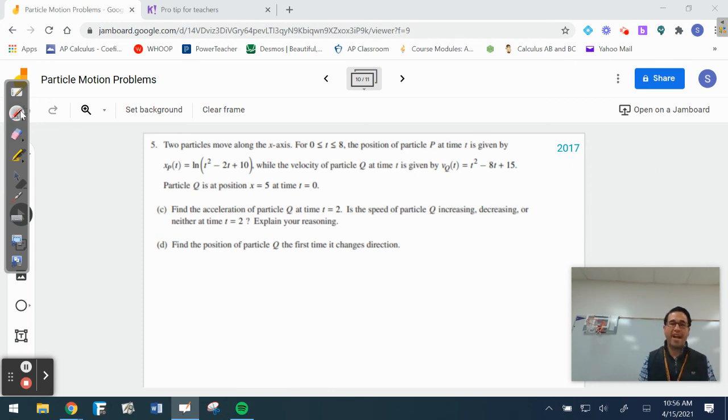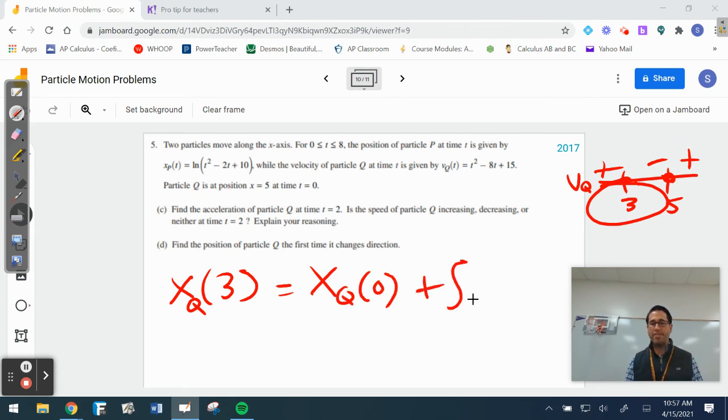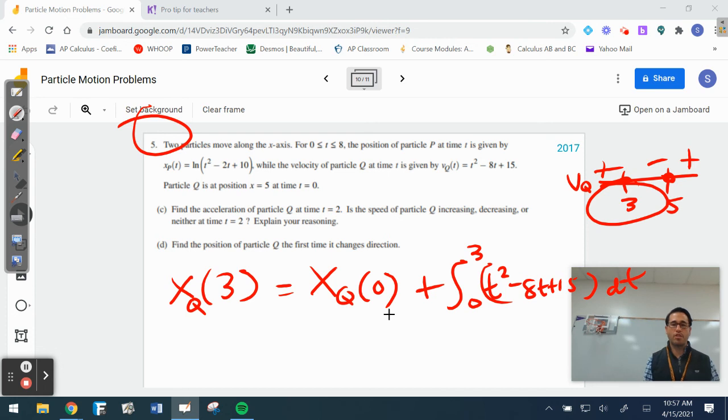All right, find the position of Q the first time it changes direction. Gosh darn it, I erased it again. But remember, the velocity sign analysis was a 3 and a 5. It first changes direction at 3. So I want to find the position of particle Q at 3, which means I need to know its position at 0, and then just find its displacement. Okay, which it's a number 5, so I got to do it by hand.